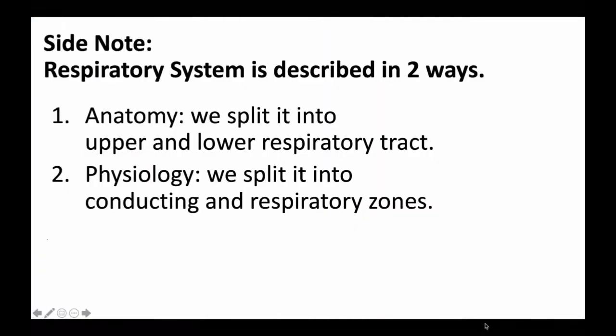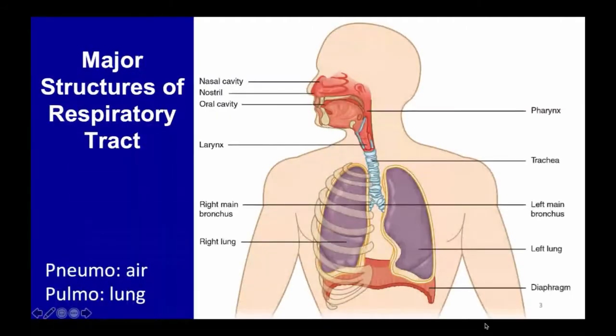When we talk about the respiratory system, people describe it in two complementary ways. Usually, when people talk about respiratory anatomy, it's split into the upper and lower respiratory tract. The upper respiratory tract includes all of the structures from the larynx superior in the body, and the lower respiratory tract is from the trachea on down.